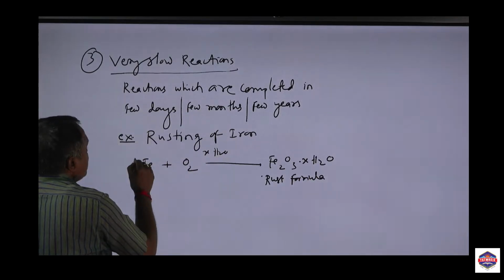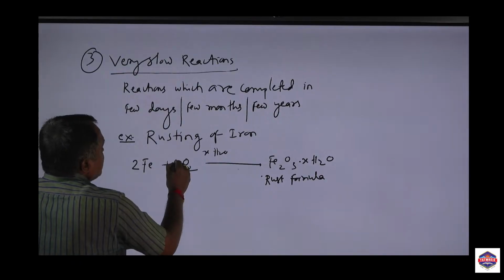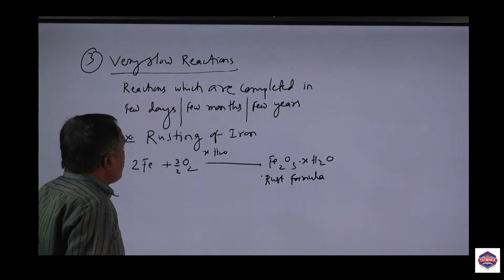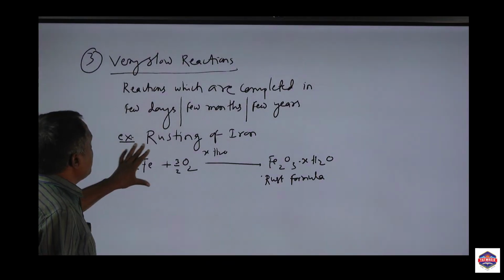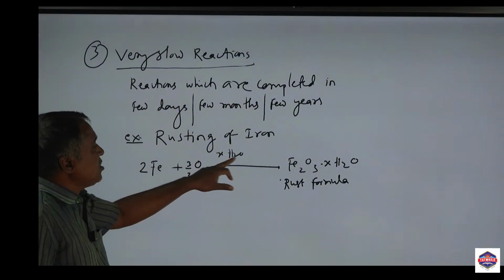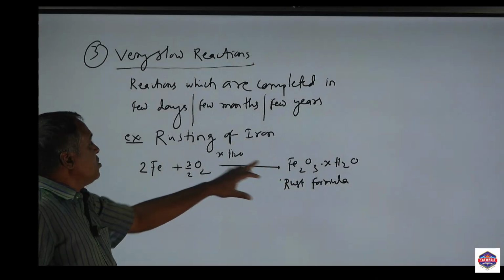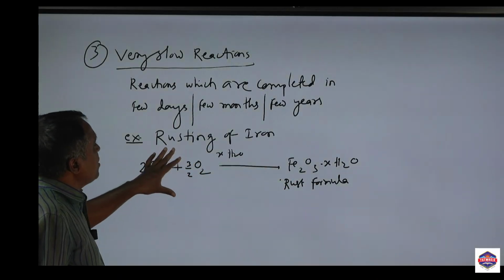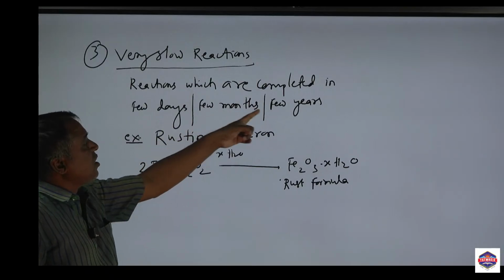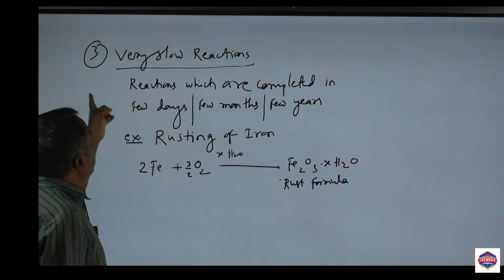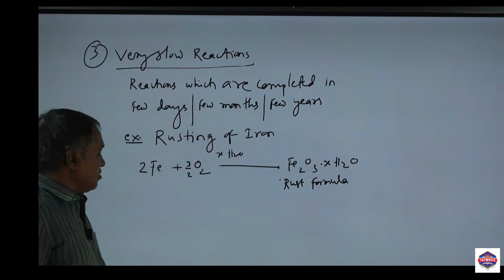So this is 2 moles iron, this is 3/2 O2 oxygen, and X moles water. This is the rust formula. So iron when exposed to air and moisture, you will get the rust. For this rusting of iron, we require some days or some months or some years. That's why it is a very slow reaction.